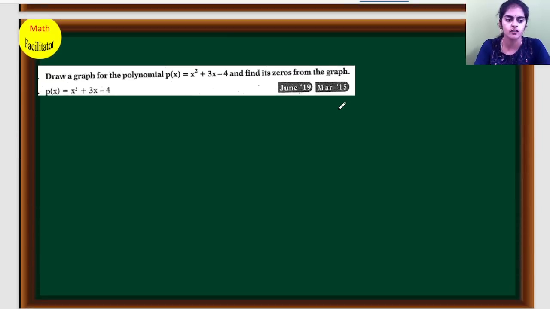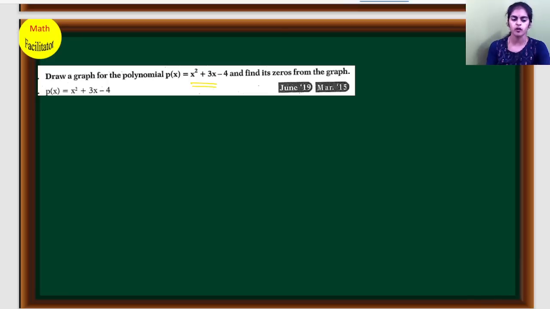Firstly, as I told you, we are going to discuss polynomials, and this question is repeated 2 times in your board exam, and you can expect the same model question as well. Draw a graph of the polynomial p of x equal to x square plus 3x minus 4. To draw the graph of a polynomial, I'll tell you two methods. Whichever method you are comfortable with, you can take that method. There is no rule that you have to use one single method.